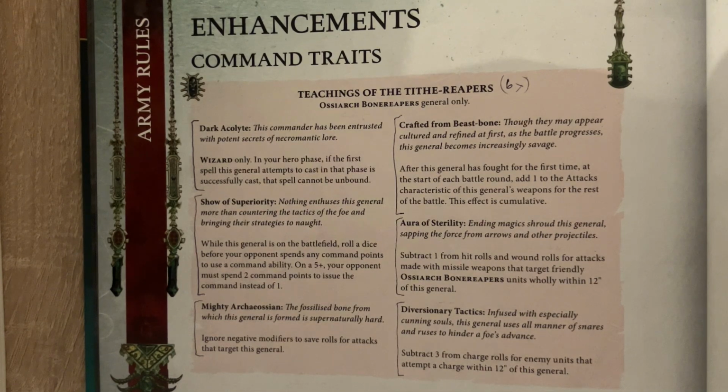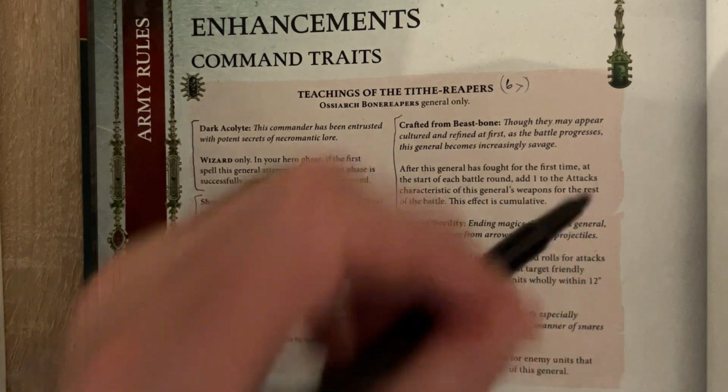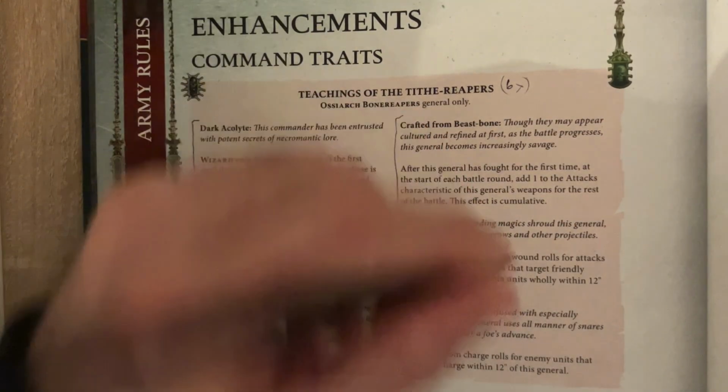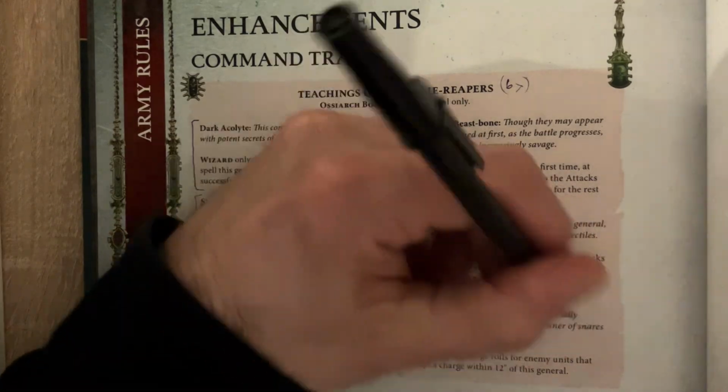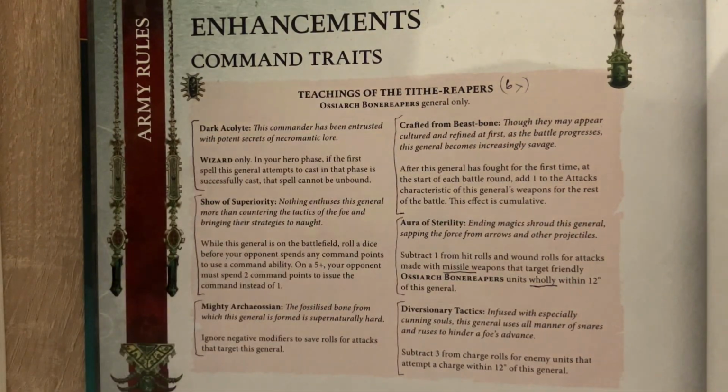Subtract 1 from hit rolls and wound rolls for attacks made with missile weapons that target friendly Ossiarch Bonereapers units holding than 12. Now this is good. I'm going to tell you why I think this is good. And this shows a little bit of my playstyle. It's not just as a Johnny guy, but also as the spike part of me, the competitive part of me.